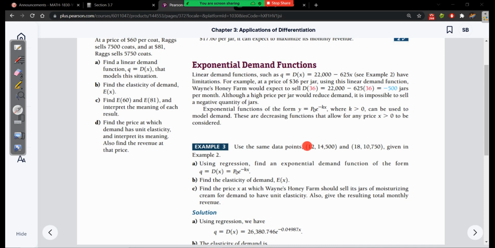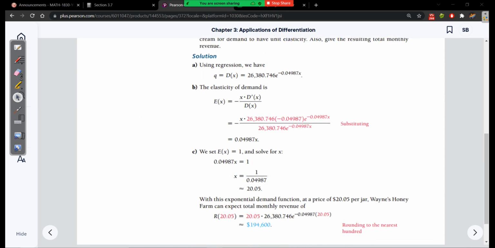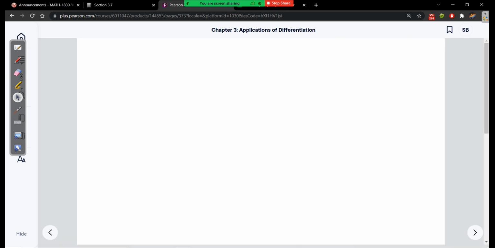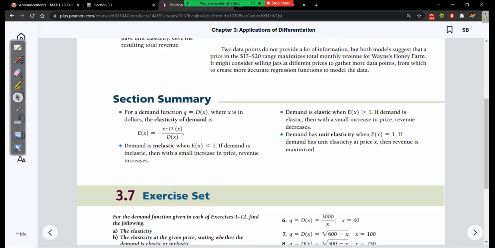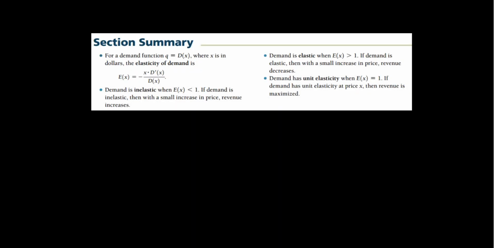Therefore we need an exponential function, and like I said, using the regression that we used on Desmos, you can very easily make an equation, and then from there it's just take the derivative and set the elasticity equal to 1. And I'm pretty sure that ends this section. And there we go. That concludes today's lecture.